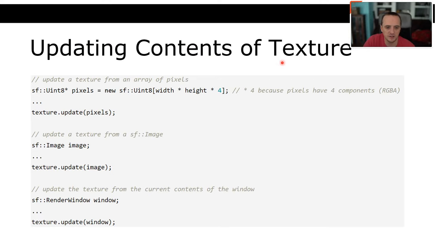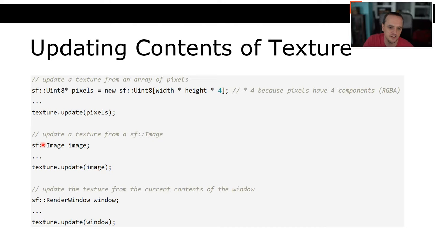We could also update the contents of a texture manually. So if we have an array of pixels, so here we have a bunch of unsigned integers of 8 bits. So we have unsigned bytes, those are our pixels. We create an array of those unsigned integers, and then we could update the texture from the raw pixels if we want to. So if we wanted to go through and procedurally generate some textures, here's how we could do that in SFML. Our algorithm could work with the base underlying pixel array, and then you could set the value of a texture equal to that.